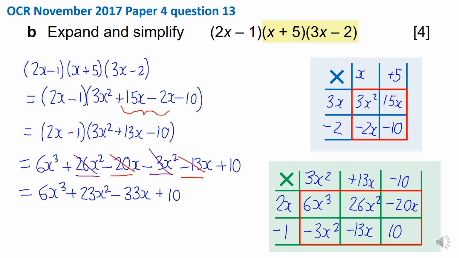How are the marks allocated? If you multiply two of the brackets out correctly, it's 2 marks. If there is at most one error in the final answer, it's 1 mark. And for a fully correct answer, it's 1 mark.